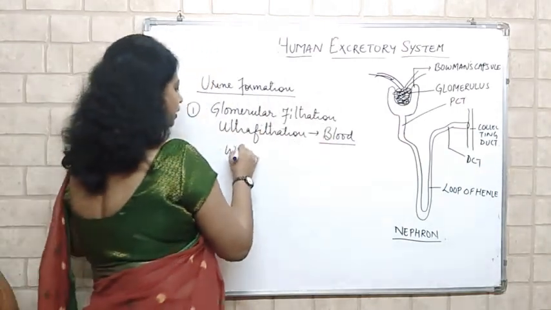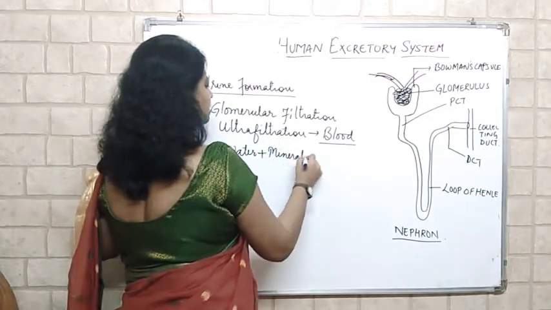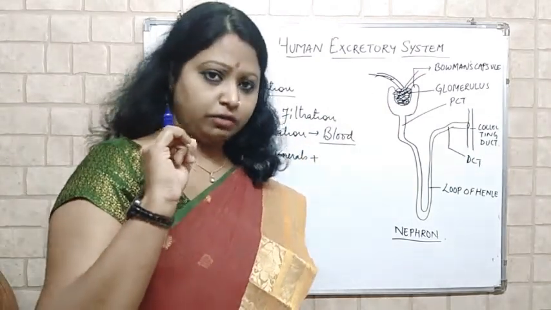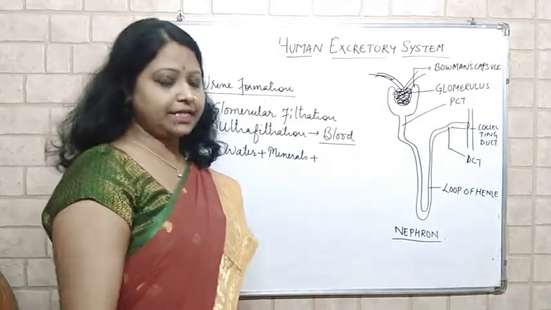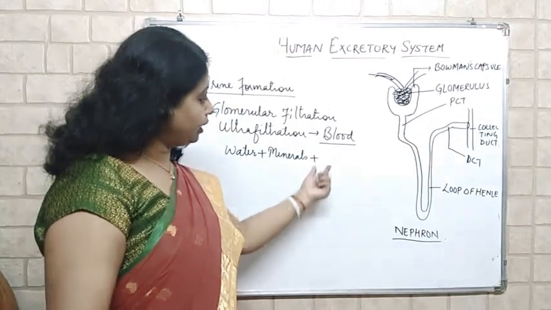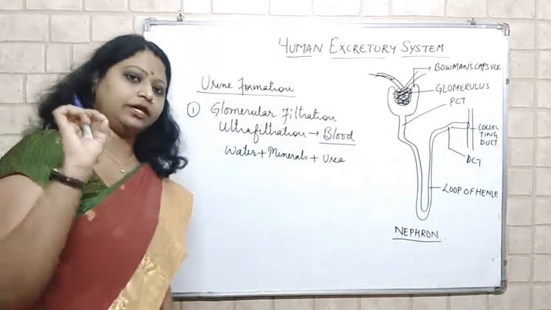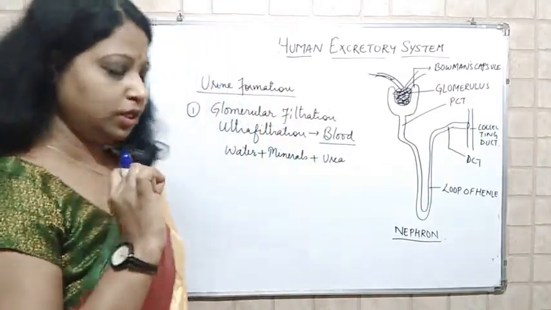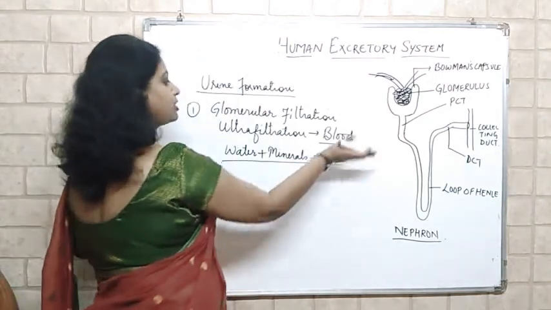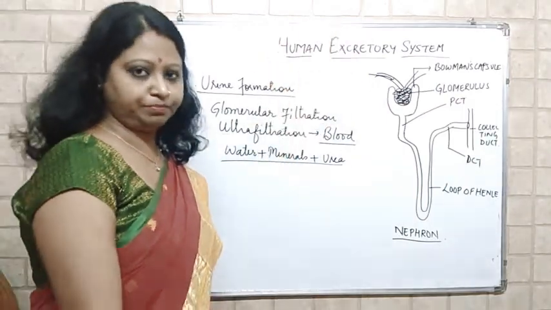Only some part of water with a few small minerals, and the most important, we all know, urea, which is the nitrogenous waste in the human body present in the blood, needs to be filtered. That urea is very small. Its molecular structure is small, so it can get filtered. All these things with some salts will be filtered, and the rest will be taken back by the arteries.